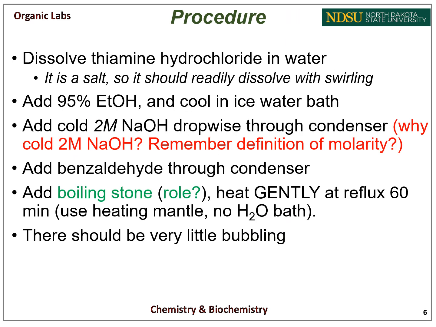The procedure this week will start by dissolving thiamine hydrochloride in water. Since it is a salt, it will dissolve easily with some swirling. This should be done in a 50 milliliter round bottom flask. 95% ethanol will be added next, and the solution is to be cooled in a water bath. Next, cooled 2 molar sodium hydroxide can be added.